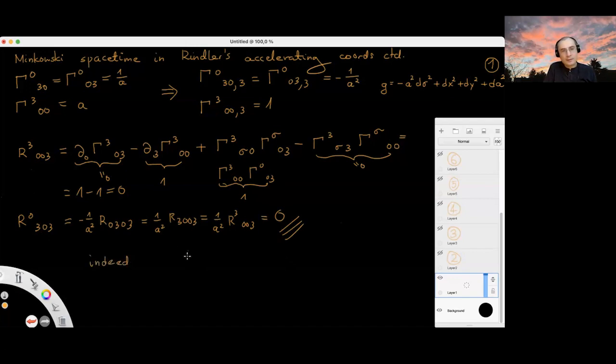So indeed, this is a flat spacetime. There exist Cartesian coordinates with constant metric coefficients, because all components of the Riemann tensor globally vanish. Anything else? No. And that's it. Do you have any questions about this particular example?